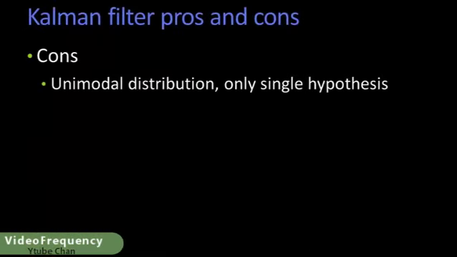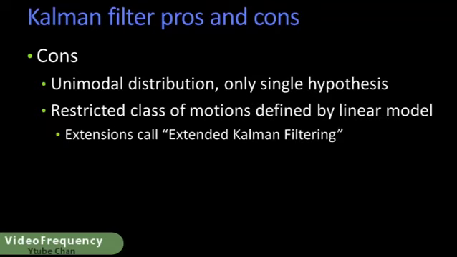The biggest problems with it are that it's, first of all, fundamentally a unimodal distribution, right? I've basically got a Gaussian, which means I basically have a single hypothesis, right? And it's some uncertainty within that hypothesis. There are some other issues here. Remember, we have this linear model. There are ways of fixing that.